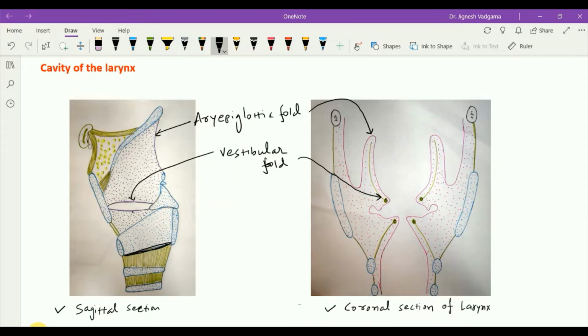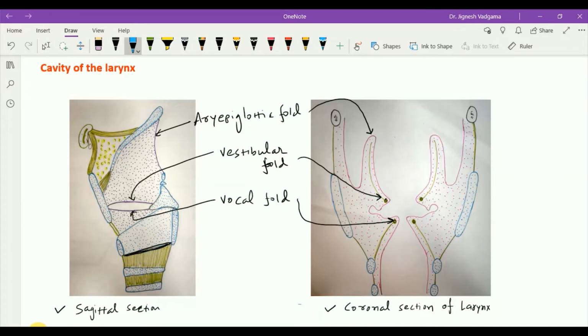And the upper margin of the cricovocal membrane is the vocal fold. Here in the coronal section, this is the upper free margin of the cricovocal membrane. So this is also a vocal fold. So there are three folds present within the interior of the laryngeal cavity.